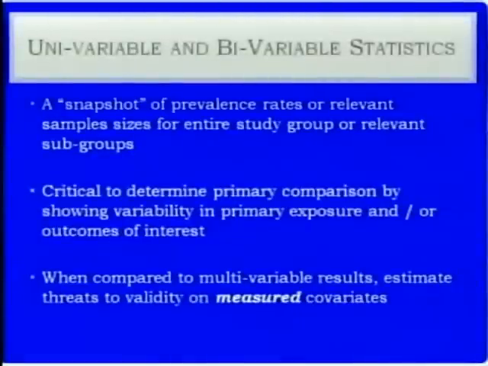All right. In terms of thinking about univariable or bivariable statistics, your univariable statistics are going to give you snapshots of prevalence rates or relevant sample sizes for your study group or your relevant subgroups. This is a really important step, and I bring this up because people will often come and meet with us and want to immediately jump into how to answer their study question, and they really haven't spent enough time looking at their data to understand what exactly is the prevalence of what they're looking to study.